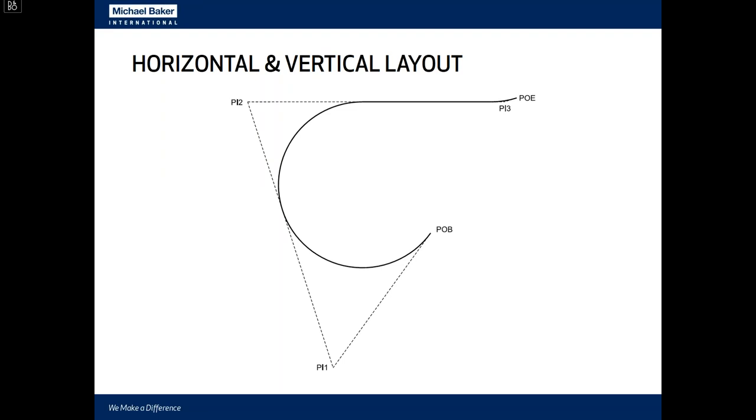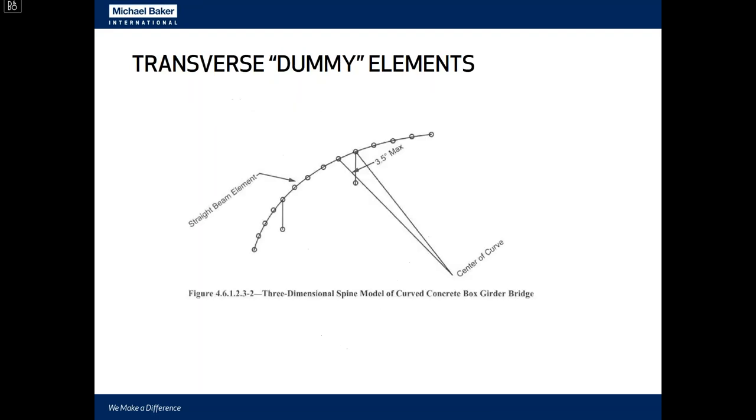The horizontal layout is created in the steel bridge wizard using beginning and end points and intermediate PI points. For our bridge, the first curve requires two PI points because of the length of the curve around, and the second curve is short enough that one PI was sufficient. For the vertical profile, the bridge is one constant slope between all of the supports, so the elevations were calculated at each support to be entered into the wizard later.